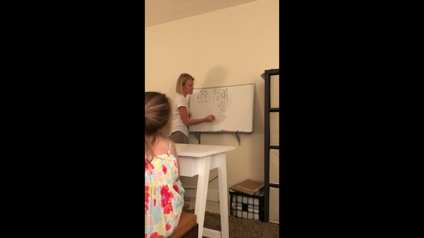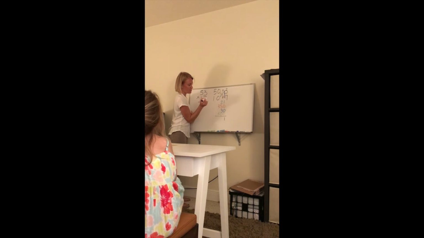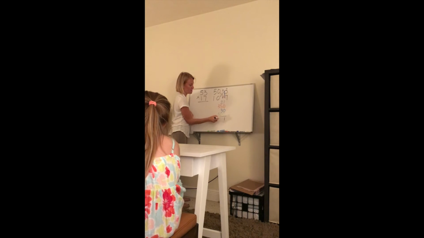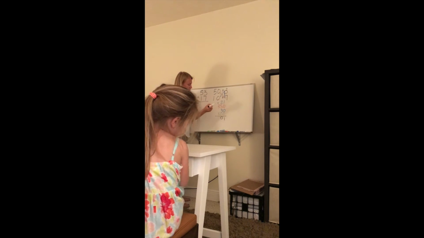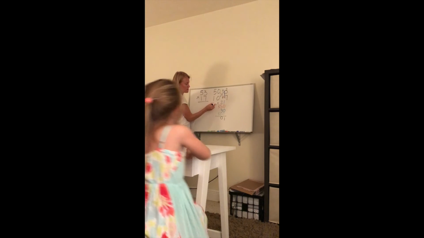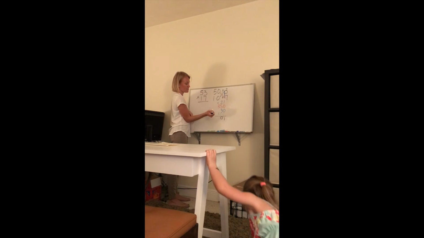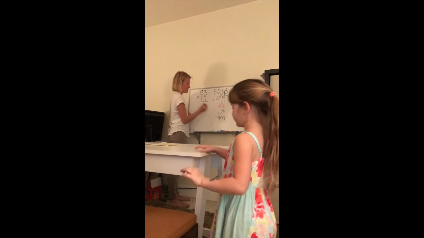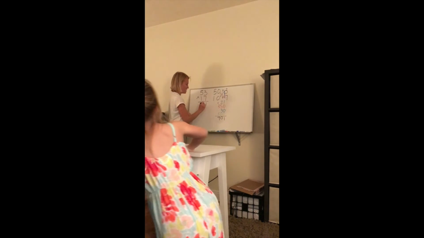Can you help me add these? 1 plus 0 plus 0 plus 0. 2 plus 5 is 7, plus 3, 8, 9, 10. Good girl. Carry the 1, right? So 3 plus 1 is 4, plus 5. 901.